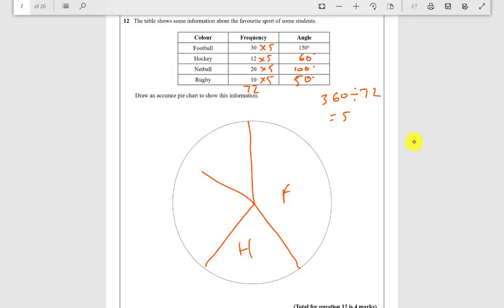And then we have netball and rugby. Make sure you label your pie chart with the words, whichever is given. So write down the full words: football, hockey, netball, and rugby.